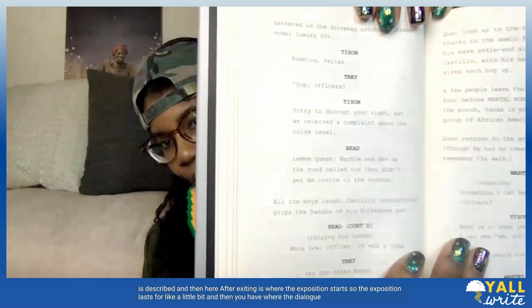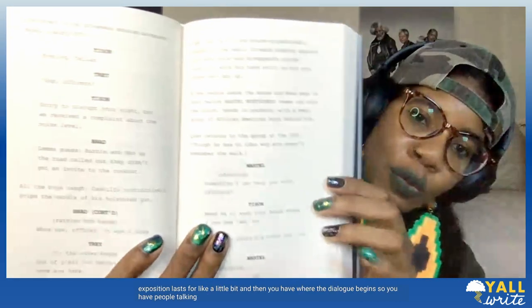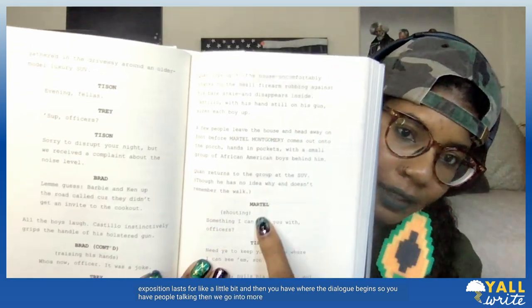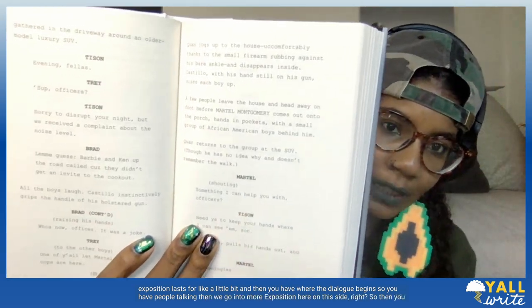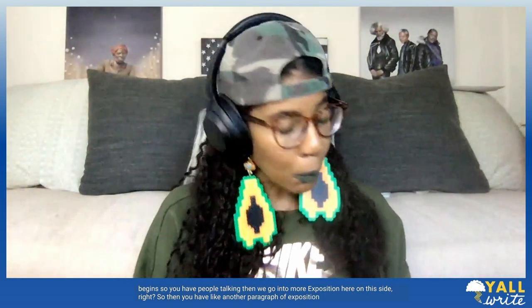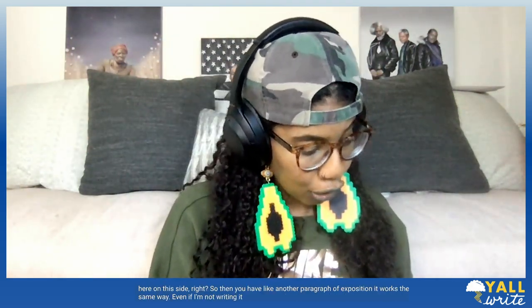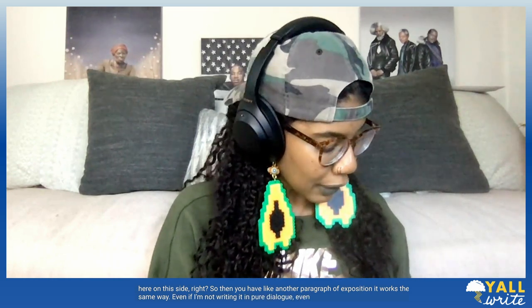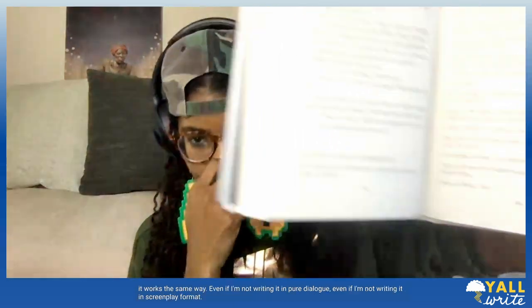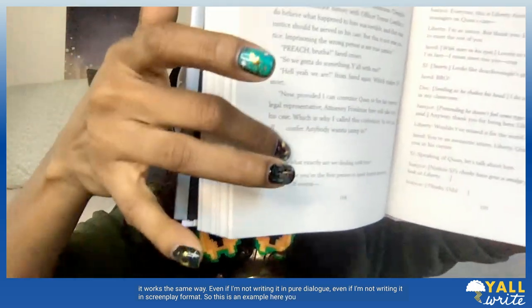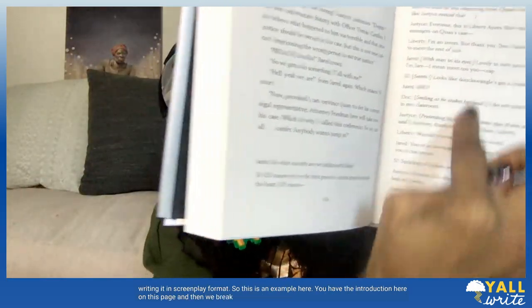So you have people talking. Then we go into more exposition here on this side, right? So then you have another paragraph of exposition. It works the same way, even if I'm not writing it in pure dialogue, even if I'm not writing it in screenplay format. So this is an example here. You have the introduction here on this page, and then we break into the pure dialogue where you have people talking, right?